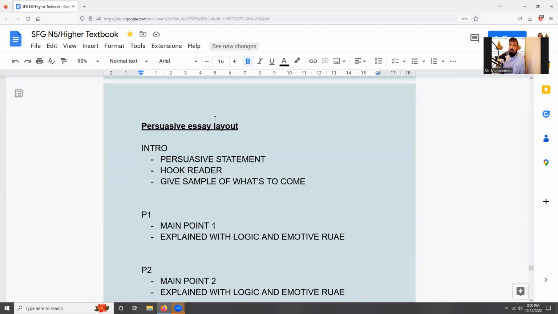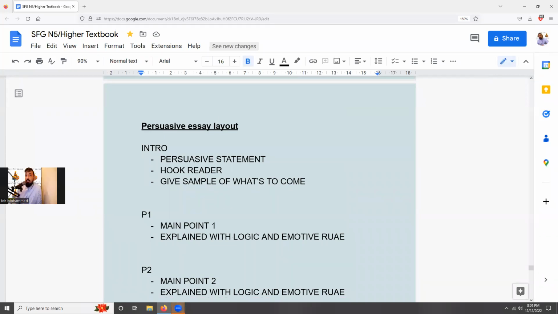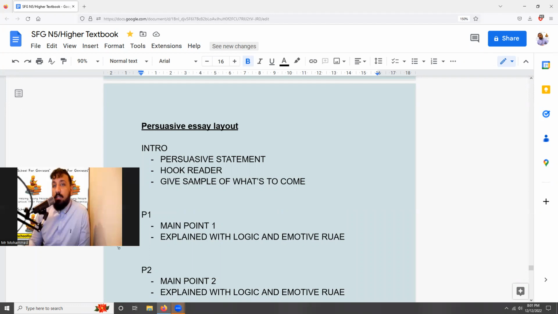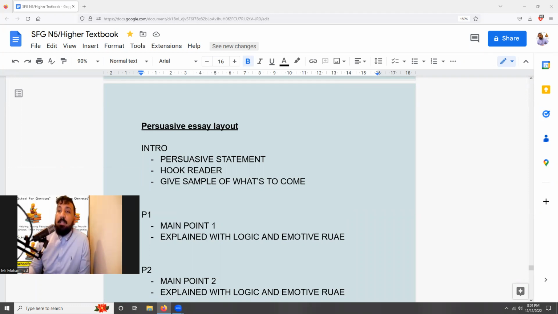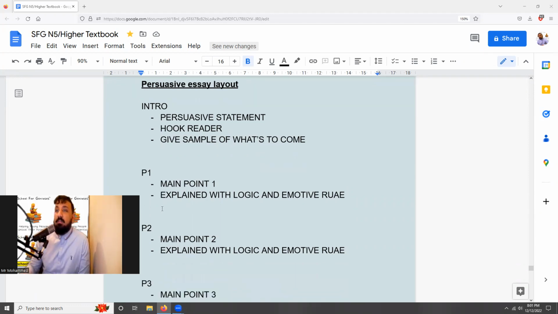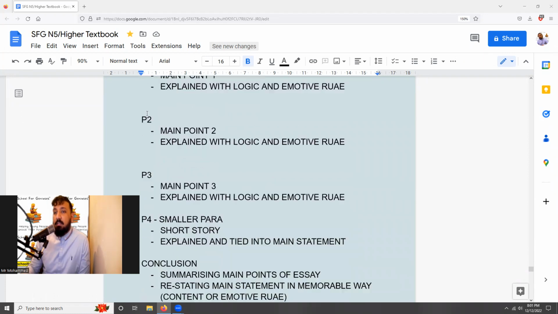Okay, when it comes to your persuasive essay layout, it looks as follows. This is the way that you structure your persuasive essay in terms of what goes where and what to put in each paragraph, each section. So when it comes to the persuasive essay, the way it's laid out is like this.